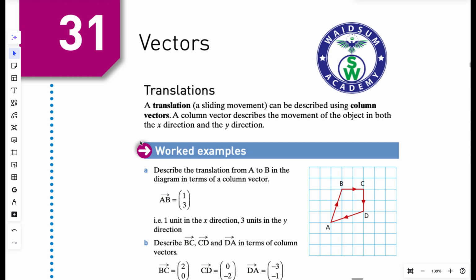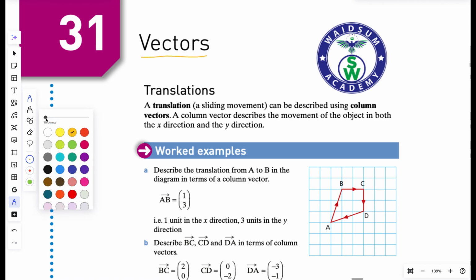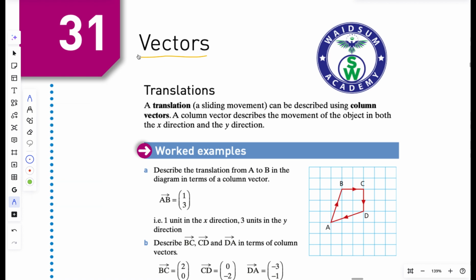Vectors. At the beginning of physics, you'll be hearing scalar quantity, vector quantity. This comes up every now and then in physics. So we've talked about vectors a lot, but right now we'll be dealing with the applications of a vector.